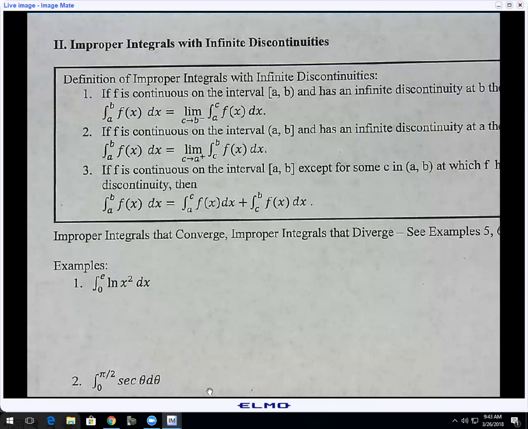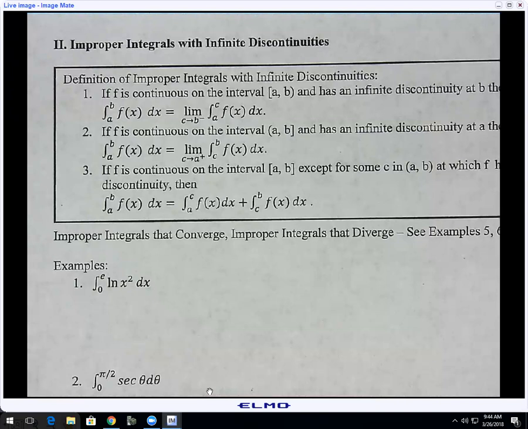Oh, I was looking at the wrong hand. This is B. This is A. B is the right endpoint, or B is the upper limit of the integral. We can approach B from the left. And when our vertical asymptote is at A, that's why A is not included there, we can't evaluate the definite integral on the asymptote, but we can say our lower limit is approaching that asymptote from the right.